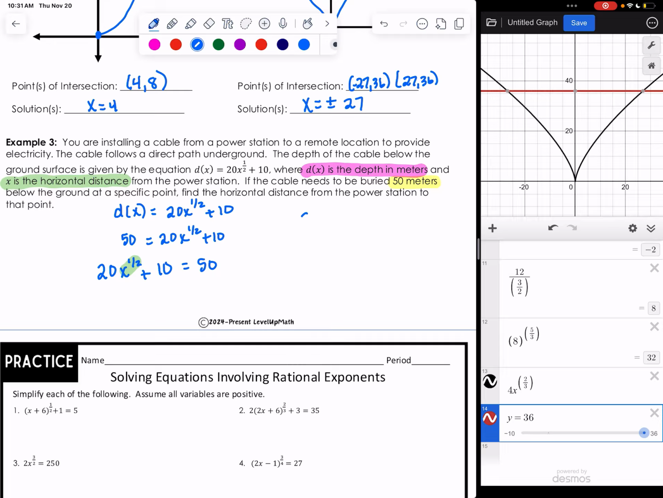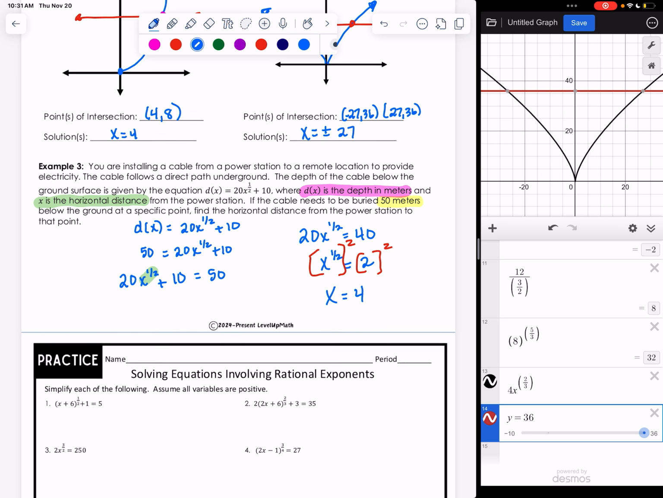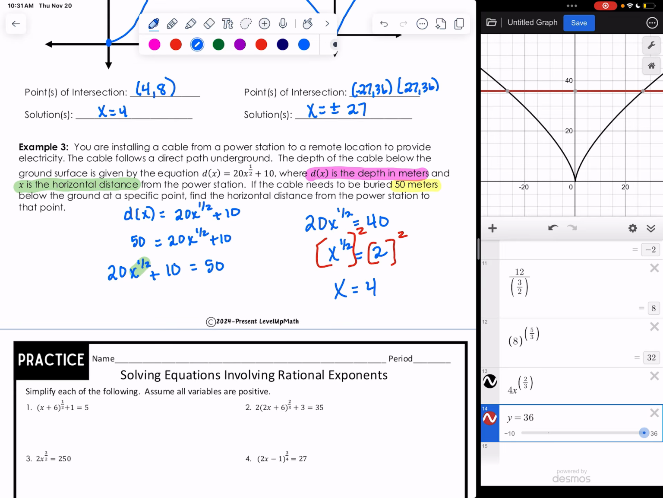So when I subtract 10, I would get 20 times x to the 1/2 power is equal to 40. 50 minus 10. Now I'll divide both sides by 20. So 40 divided by 20 gives me 2. So x to the 1/2 power equals 2. Now raise both sides to the reciprocal power. So this would give me x, and 2 to the 2 power would give me 4. So the horizontal distance, the distance was measured, I believe, in meters. So this would be 4 meters.